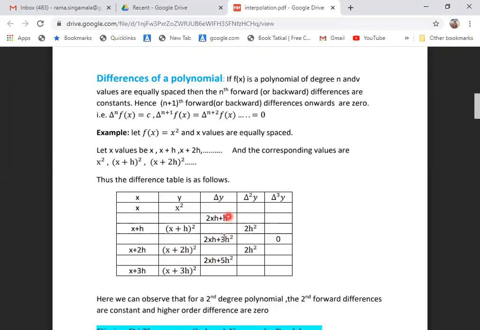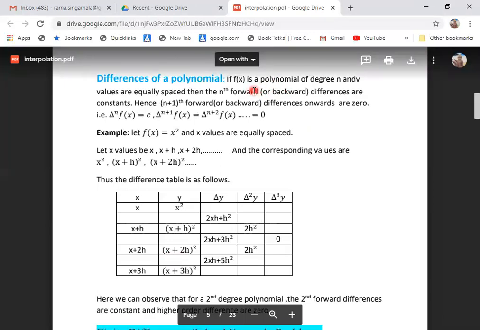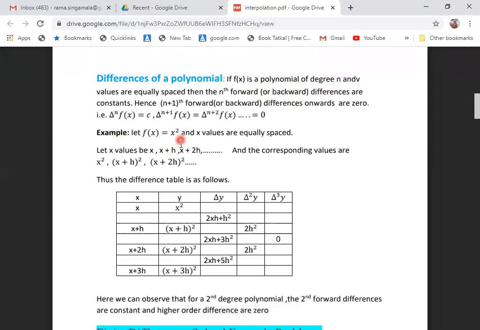Similarly, we can take the differences of these values so that successive minus preceding is given by 2h square. Again, successive minus preceding, we are getting 2h square. As we have taken a second degree polynomial, the second differences are constant. We have already discussed that f of x is of degree n, then nth forward or backward differences are constant. We have taken a second degree polynomial, so second forward differences are constant. So that higher order differences all will become 0. That's what we got in this difference table.